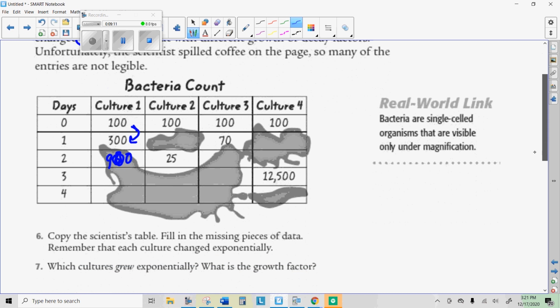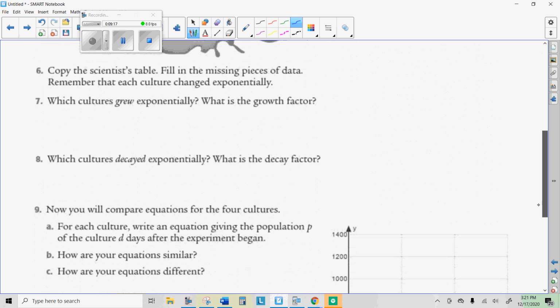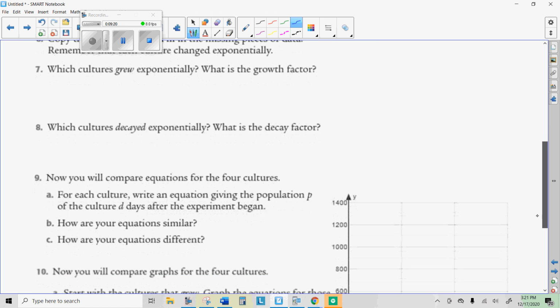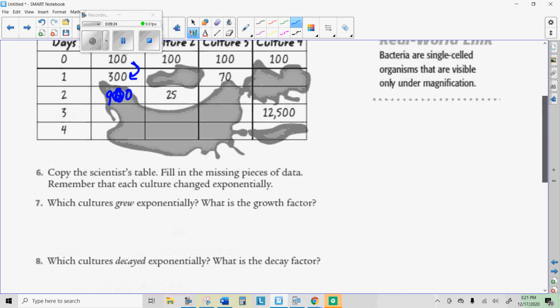And when you're done, what I'd like you to do is go ahead and fill in the answers to as many of these as you can and make your graphs. Okay?